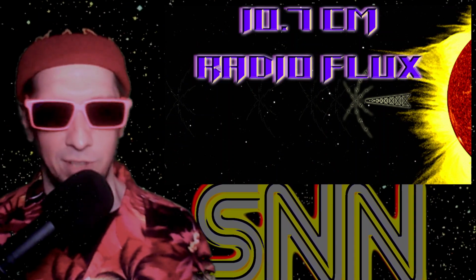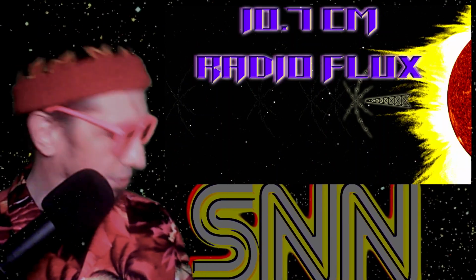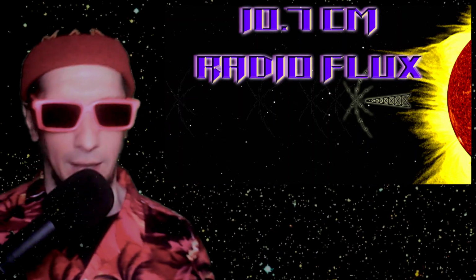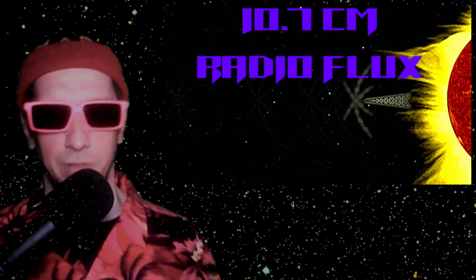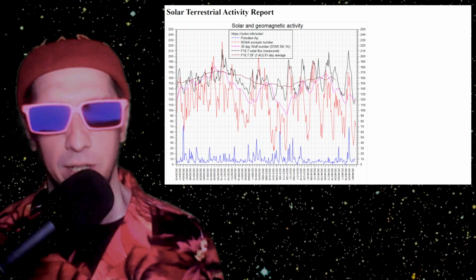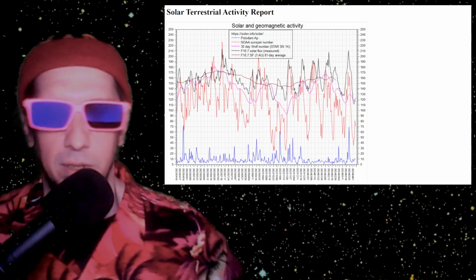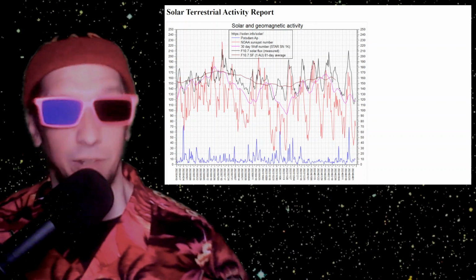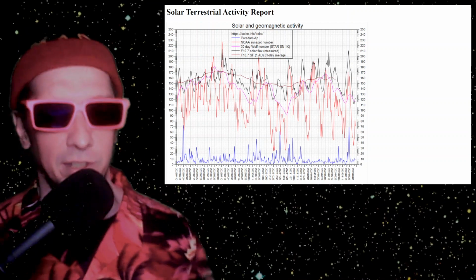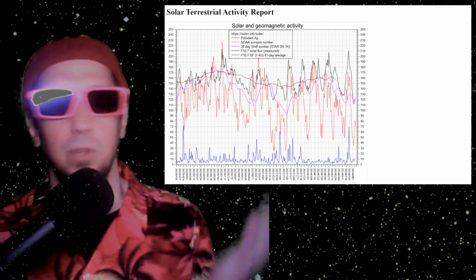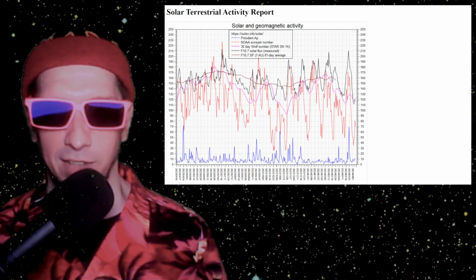The 10.7 centimeter radio flux is now at 123 solar flux units. 123 is the radio flux number. And if you're wondering what a solar flux unit is, well, it's 10,000 Jansky of radio flux density. I mean, who doesn't measure their radio flux density in Jansky? Only idiots.